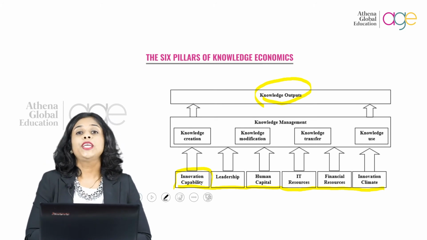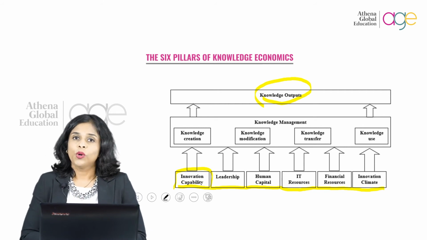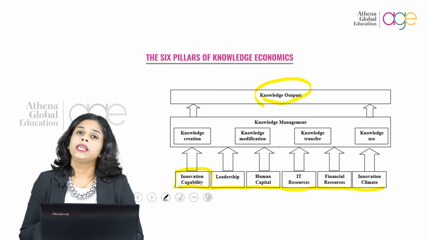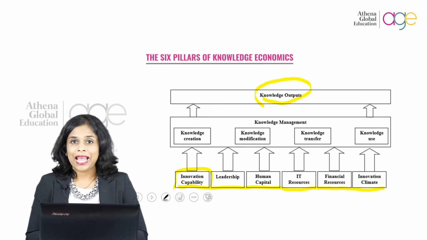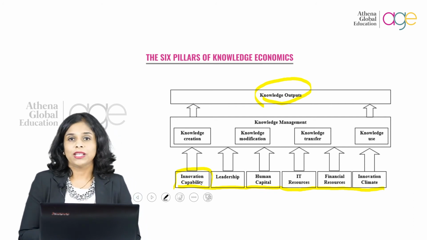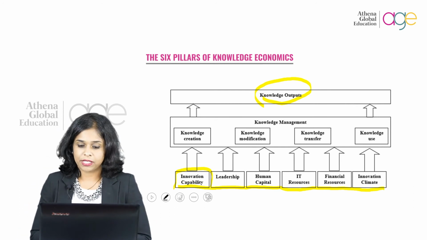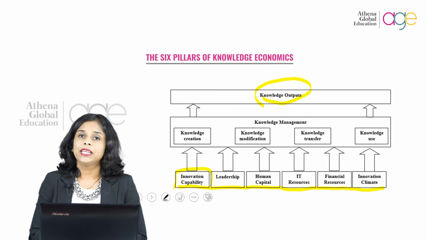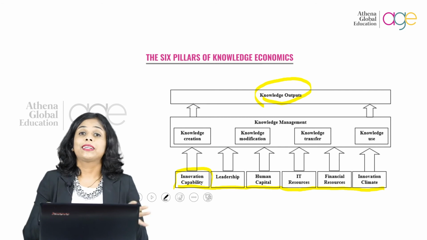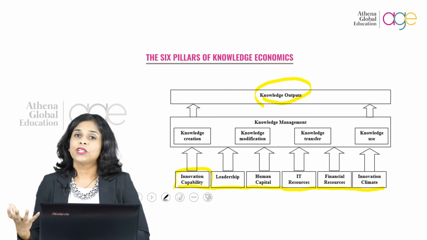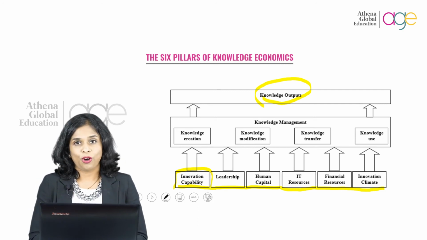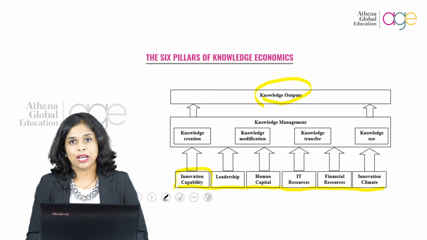The third aspect is human capital. How skilled is your workforce, right? When we talk about human capital, we talk about the knowledge, the skills, the abilities of the workforce. A workforce which is highly skilled, which is highly creative, can generate a larger number of knowledge outputs, knowledge products and services. The fourth and fifth aspects are the IT resources and the financial resources. The IT resources, the hardware, the software, the telecommunications that you have, and the financial resources all support the creation of knowledge and the management of knowledge within the organization, which leads to knowledge products and services.